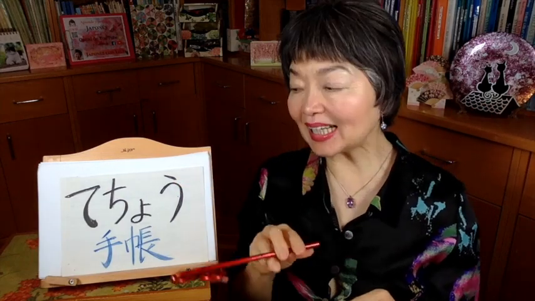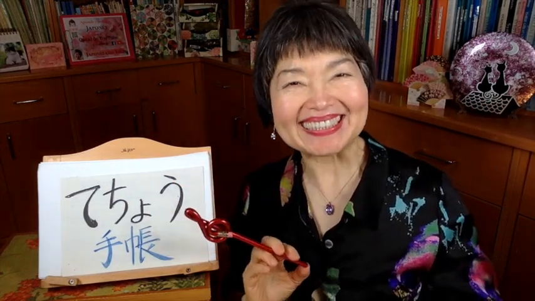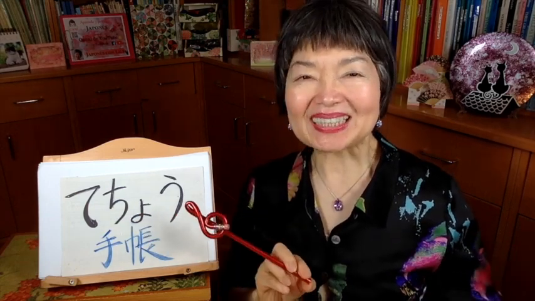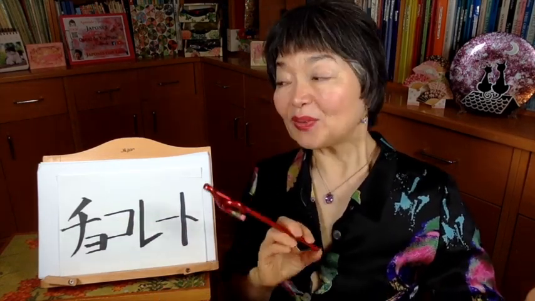手帳. Well, 手, the first kanji, means hands. And the second kanji, 帳, means notebook. So the hand notebook, 手帳, is an agenda. We can use these small letters also in katakana. For example, チョコレート.